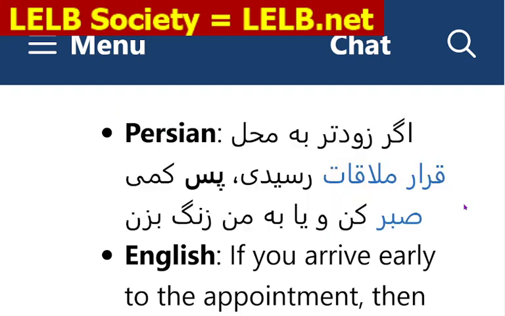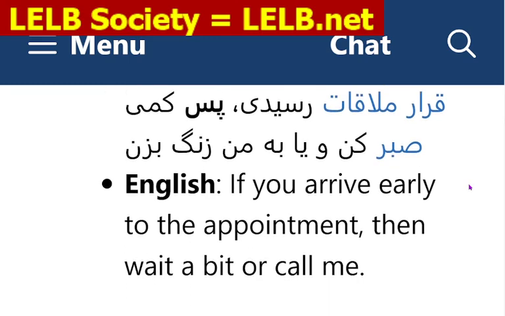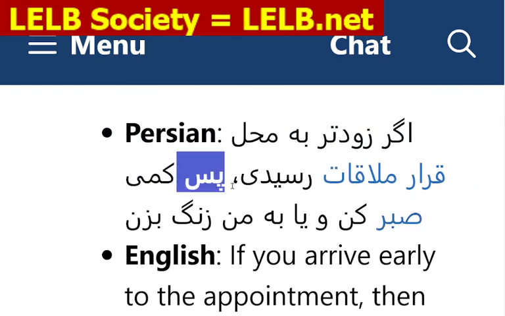Okay, so قرار ملاقات means appointment or rendezvous or actually a place to meet someone. پس کمی صبر کن. صبر means practice patience, wait there, wait for me. If you click on them, actually we find relevant lessons with videos in Persian. So if you arrive early to the appointment, then wait a bit or call me. Okay, pass here, it's a deductive word in order to come to a conclusion, or therefore, or در نتیجه.